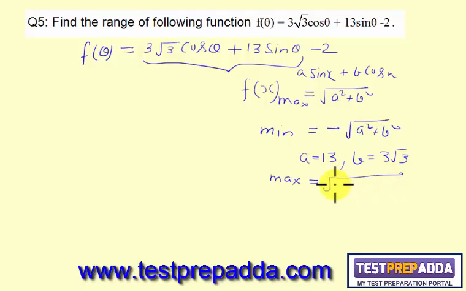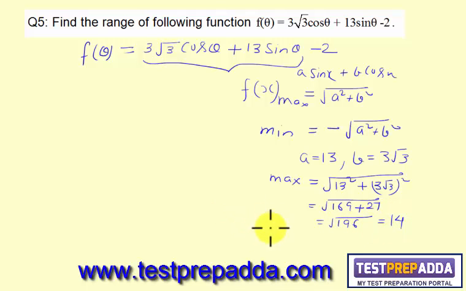It will be root of 13 square plus (3√3) square, and that becomes root of 169 plus 27, and that is root 196, and that is 14. Okay, now what will be the minimum value? Just the negative of this. So we got the maximum and minimum value of this part.